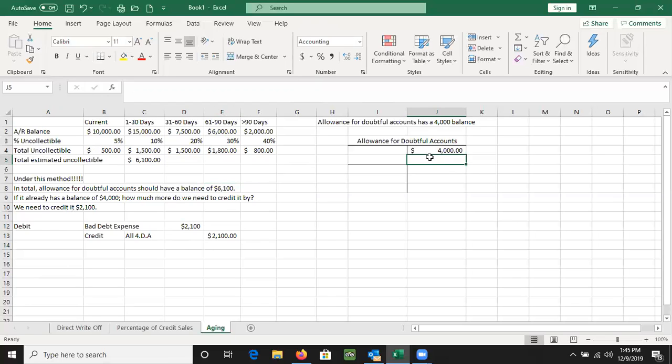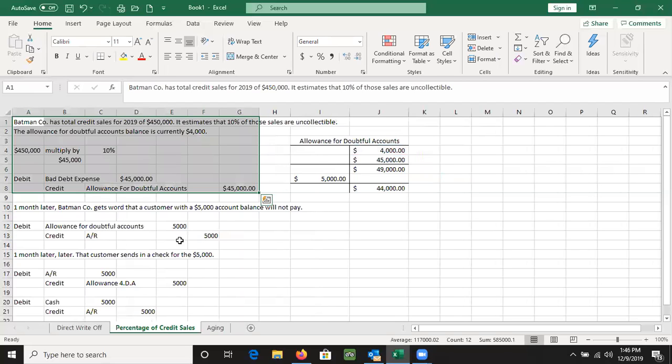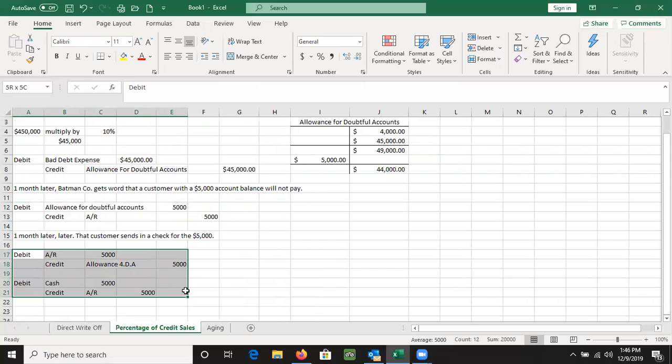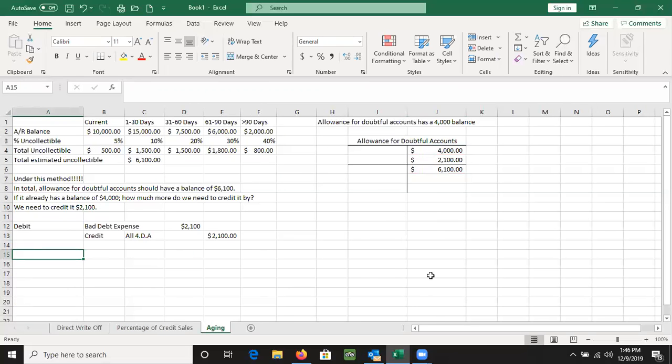Okay? So I'm going to add that to the T-chart. When you add it together, you get the proper amount. All the other journal entries are the same now going forward. So if a customer says, I can't pay $5,000, same exact entry under the aging method that we did in the percentage of credit sales. Same journals. If a month later that customer comes back and says, I can pay, same entry that we did down here. So there's nothing new. I won't repeat it to save time.